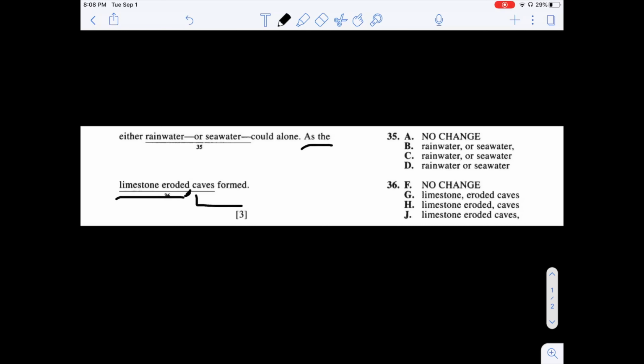This is the actual sentence right here. Caves formed. As short as it is, we still have a subject and we still have a verb. And that's all you need for a sentence. So we have "caves formed" as our complete sentence. And then "as the limestone eroded," that's just additional information to add on to our sentence, "caves formed." So the correct answer in this case would be "as the limestone eroded," comma, "caves formed," which would be H.